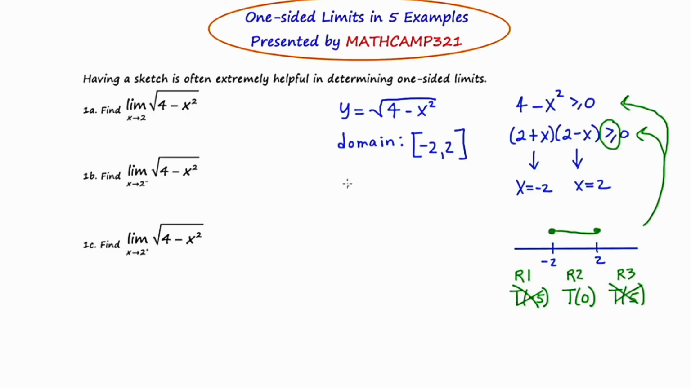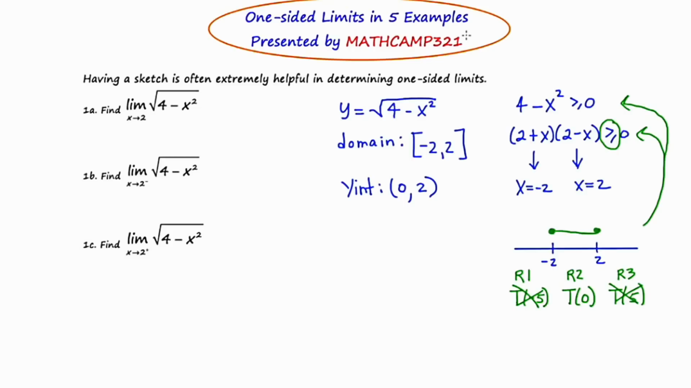Another thing I could check is the y-intercept. To find the y-intercept of any function, I let x equal 0 and then plug in. If I let x equal 0, the only thing I'm left with is the principal square root of 4, which is 2. So as it turns out, this is actually going to be a semicircle.